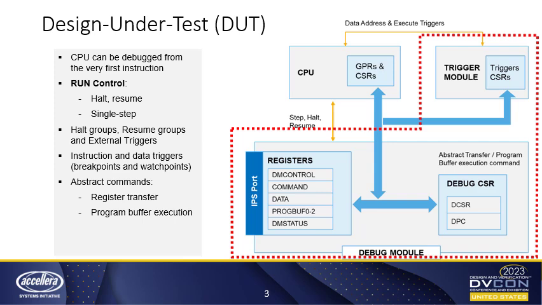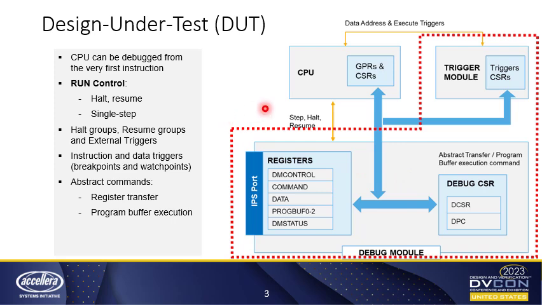This slide shows a diagram of our design under test. We have a CPU, which is a RISC-V processor. It's connected by the debug module, which includes debug registers and debug CSRs. There's also a trigger module, which contains the trigger CSRs. Our goal is to verify both the trigger module and the debug module.